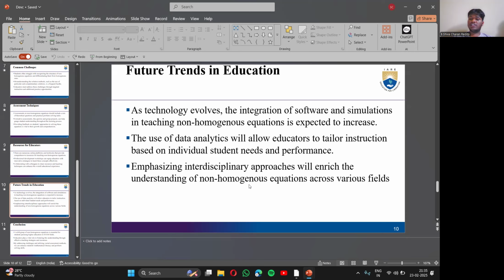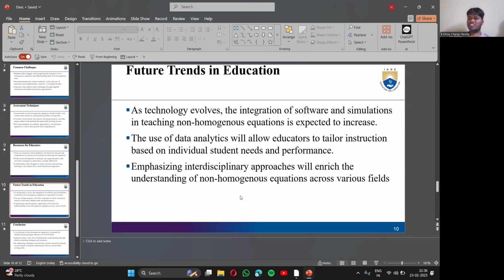Emphasizing interdisciplinary approaches will enrich the understanding of non-homogeneous equations across various fields. As technology keeps improving, the integration of software into this concept may simulate and teach non-homogeneous equations more effectively and efficiently. The use of data analytics will allow educators to tailor instruction based on individual student needs. By using different sorts of data analytics, we can also see how much they're understanding, how much they're getting the topic, and so we can schedule our instruction method based on that.